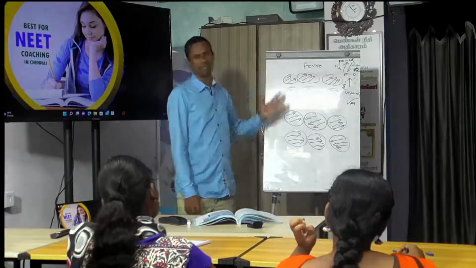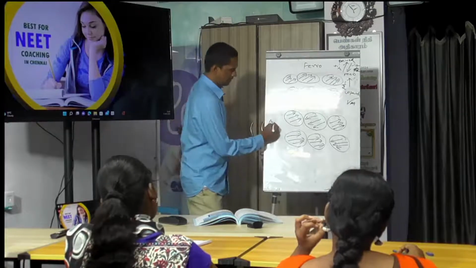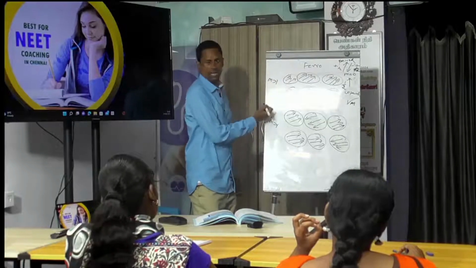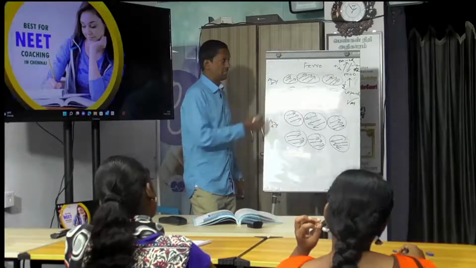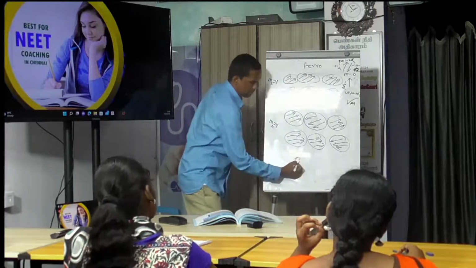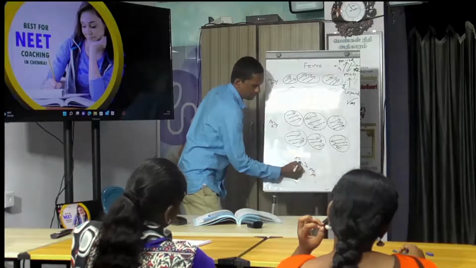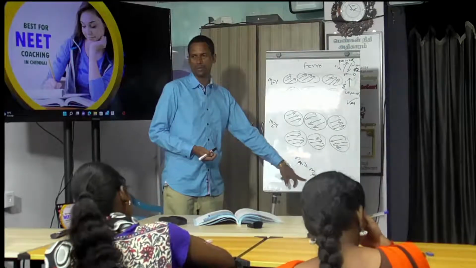Ferro is more magnetic than paramagnetic. Both will have magnetization. So magnetization M is greater than 0. This also M is greater than 0. Okay, this is M_F, this is M_P. Now we have to see which will have a higher magnetization. M_F will be greater than M_P. Ferromagnetism will have a higher magnetization compared to paramagnetism.